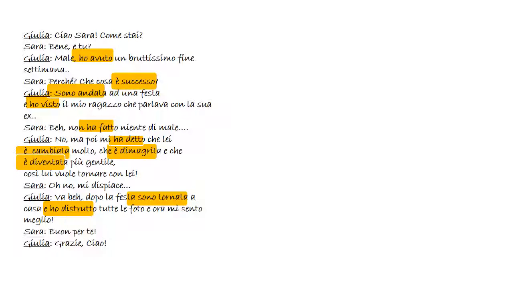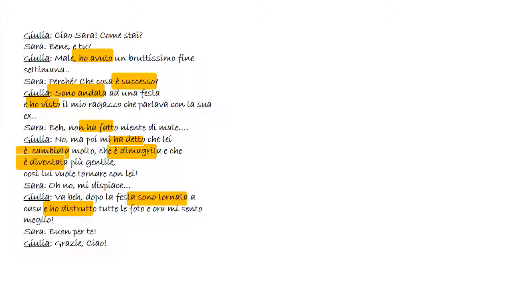Well, some of them were easy, like ho avuto or ho visto, because we already know that kind of past. But some of them were hard, like è successo or sono andata. Why were they hard? Why are they different?